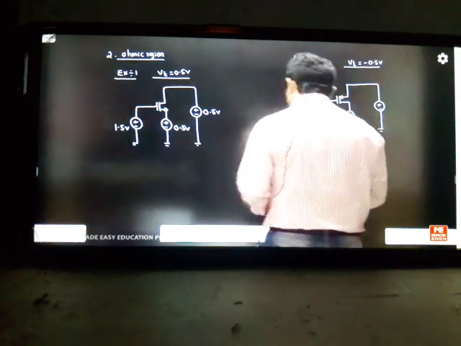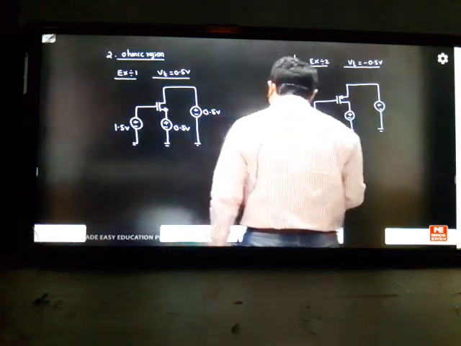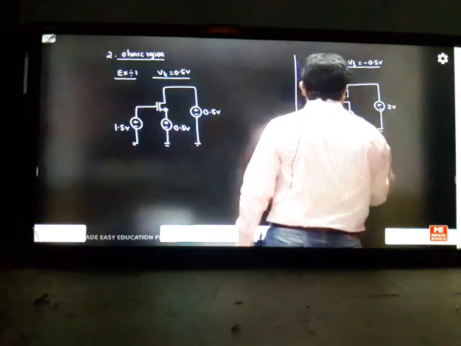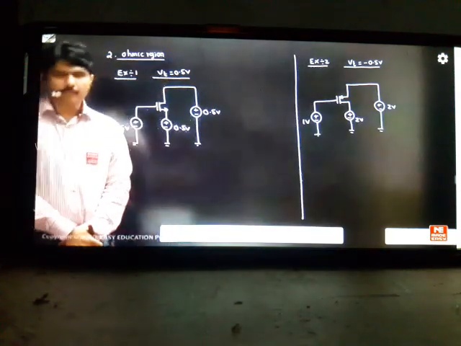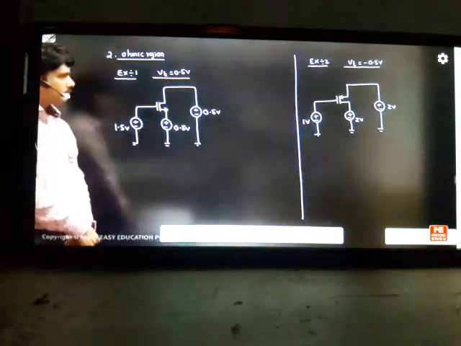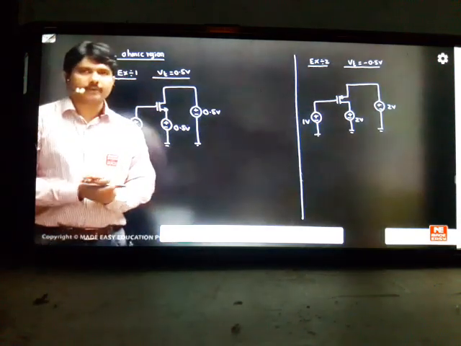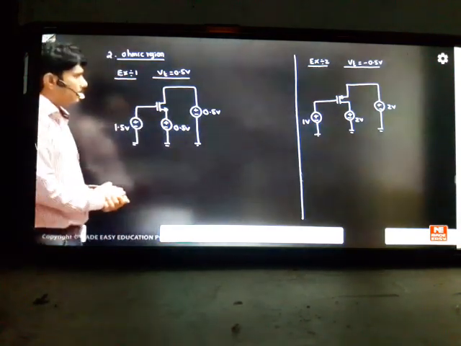This is a PMOS question. What is the value? 1 volt, 2 volts, this is 2 volts. Try to check these answers with your knowledge. Please try to solve these two questions before I do. Okay, you got an idea of the path I am going to take to complete the concepts.